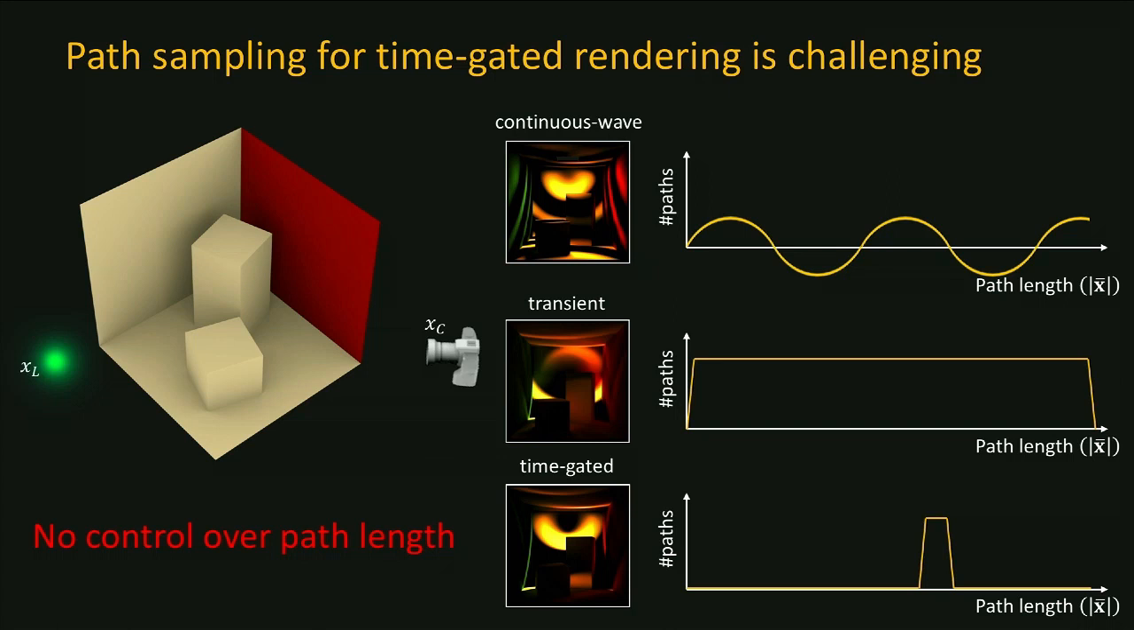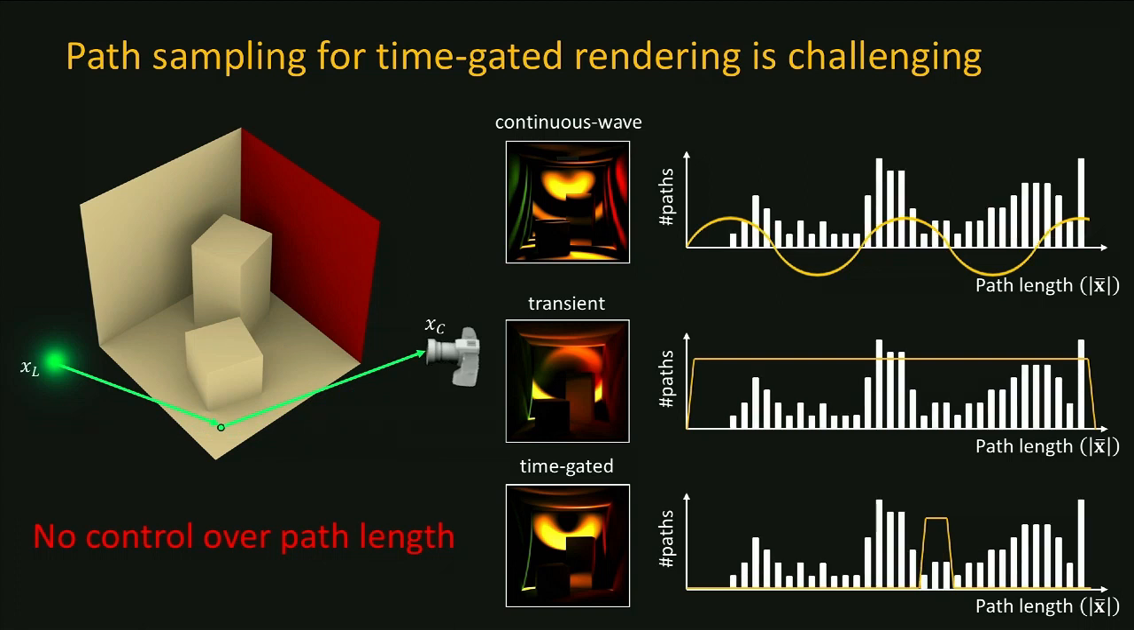Here is an illustration of the challenge. Most existing path sampling strategies sample light paths without any control over the path length. And almost all these paths are accepted by continuous wave and transient cameras. Because of time-gated cameras' narrow acceptance range, most of these paths do not have path lengths matching the time gate and end up being rejected. I will show you a new path sampling technique we have developed to overcome this problem.